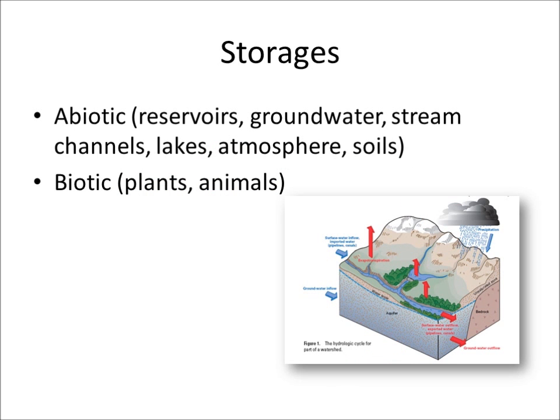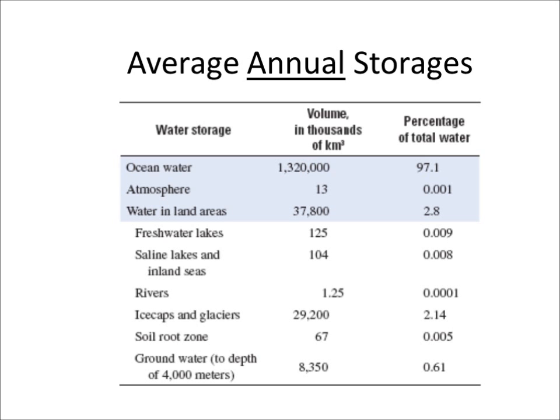Storages then, particularly on the surface, include the reservoirs, say managed reservoirs, groundwater, stream channels, lakes, atmosphere, and even soils. These are the abiotic reservoirs. Biotic storages include plants and animals, which actually compose a very minor fraction of the total of water available on the surface of the earth.